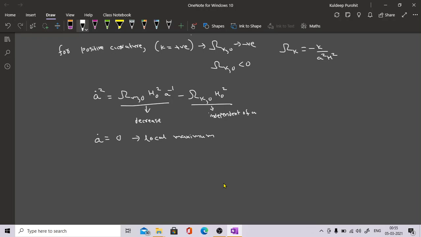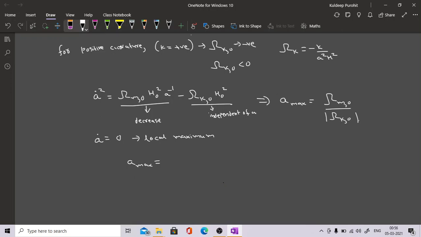And you can also write that a max is equal to, since if I take a dot equal to 0 in this equation, then I will get the value of a. I will say a max is equal to, H0 square will cancel out, omega m0 by omega k0. So a max is this value.